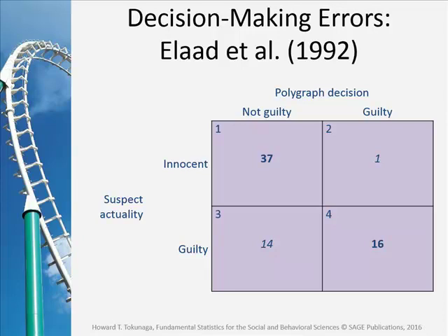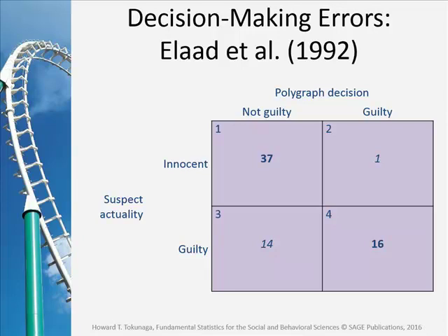Okay. Let's do the reverse. The polygraph says you're not guilty. What's the probability that you were innocent? 37 out of 51. That's pretty good. Wait a minute, that's 60-something%. 14 people were actually guilty. 14 out of 51. That's like 29%. Pretty good margin of error. That's not good, right? Okay.